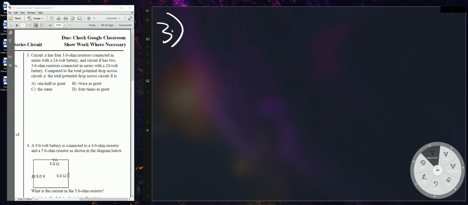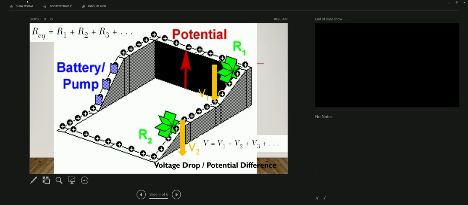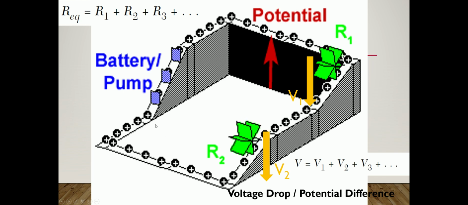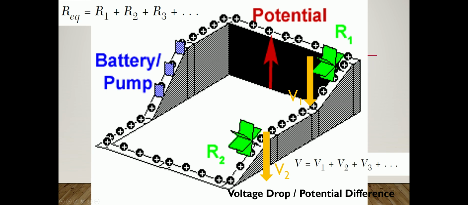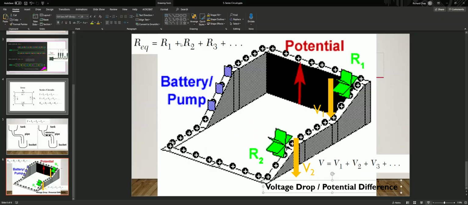A circuit A has four 3 ohm resistors connected in series with a 24 volt battery, and circuit B has two 3 ohm resistors connected in series with a 24 volt battery. Now here is the tricky part. If you take a look at the GIF, your voltage drop gets to the same height. You have 24 volts up to the same height, up to the top.